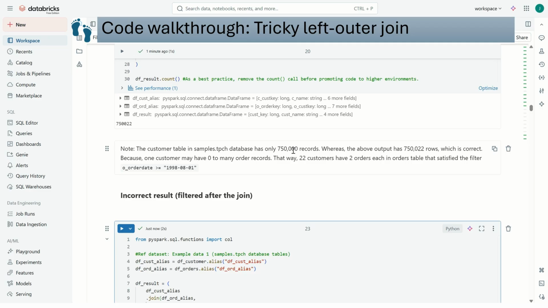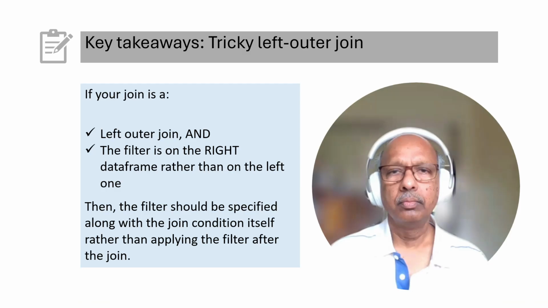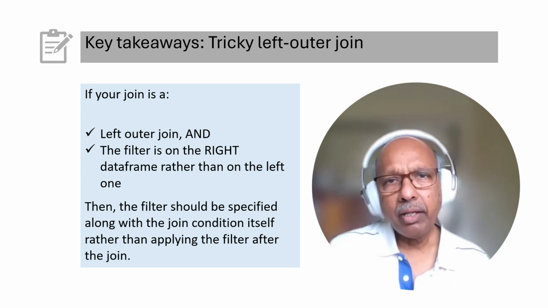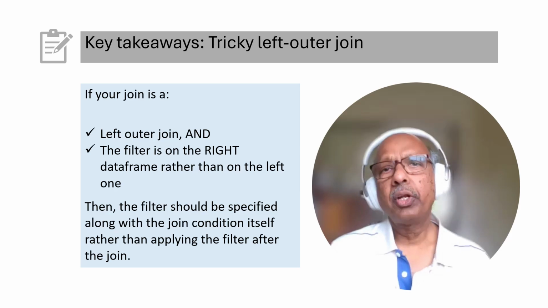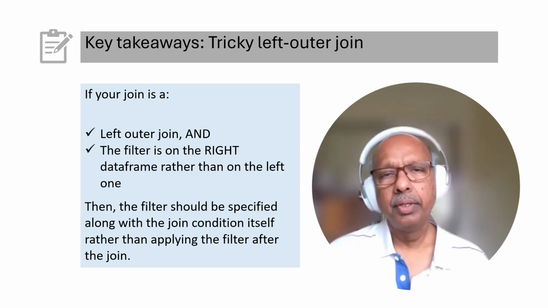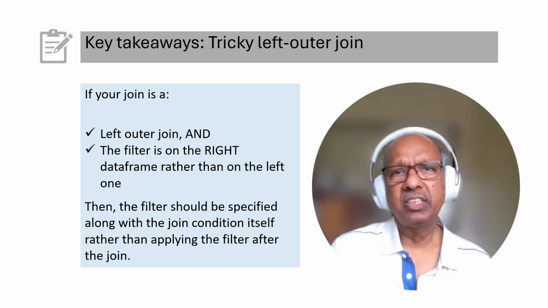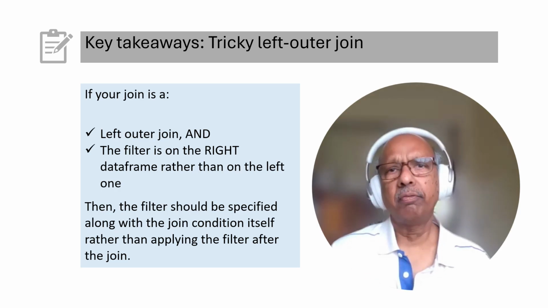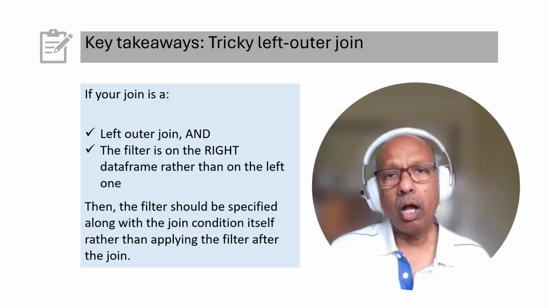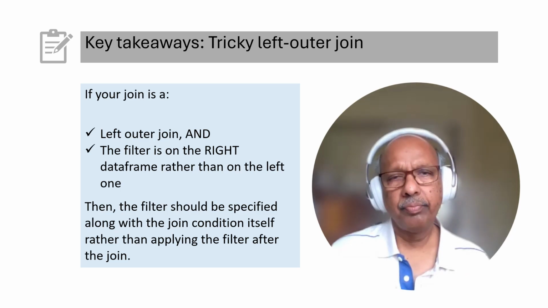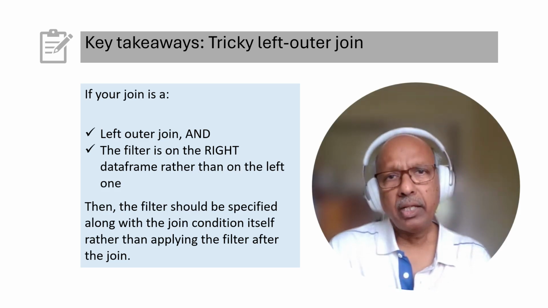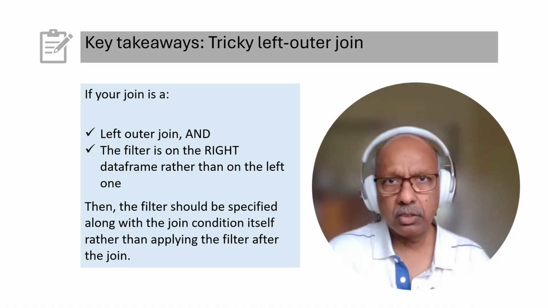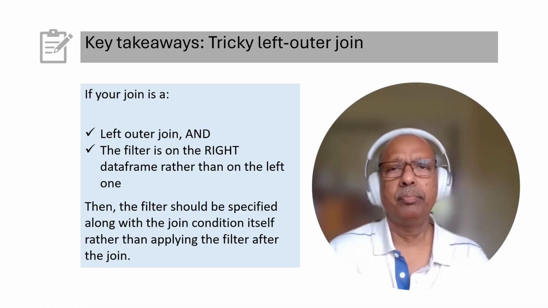Here is what I want you to take away. If you are writing a left outer join and a filter needs to be specified on the data in the right data frame rather than on the left data frame, make sure that this filter condition is specified along with the join condition itself rather than applying this filter after the two data frames are joined. Because if you specify this filter along with the join condition itself, in such a scenario, the data in the right data frame will be filtered first before joining it with the left data frame.